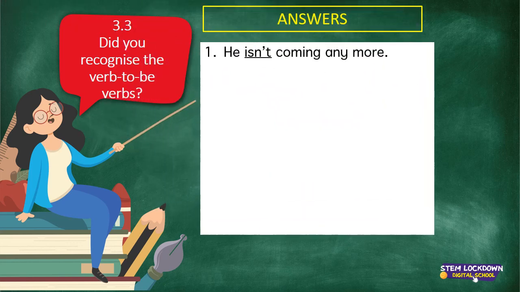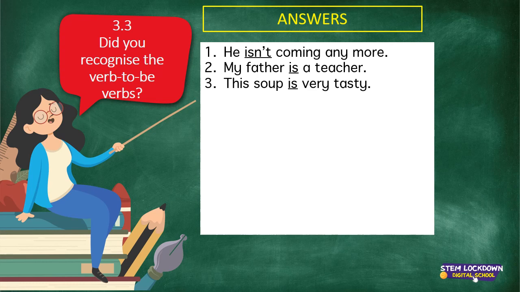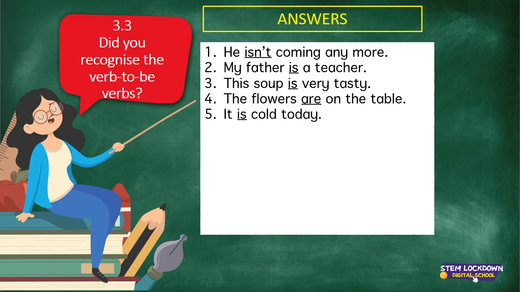Number 1, he isn't coming anymore. There is the verb to be, isn't, and it's in the negative form. Number 2, my father is a teacher. Did you get that one? Number 3, this soup is very tasty. Do you see how the verb to be links different parts of the sentence together? Number 4, the flowers are on the table. Are. Number 5, it is cold today.